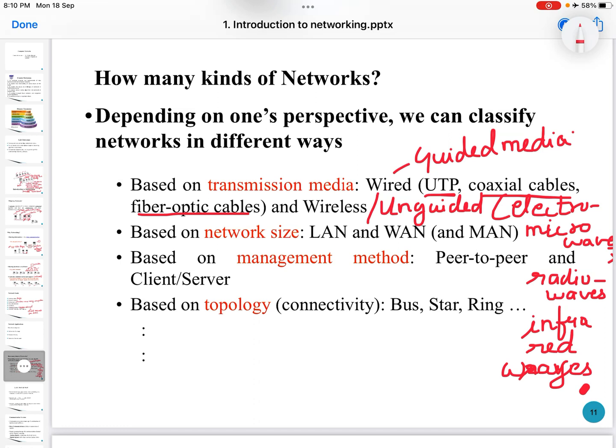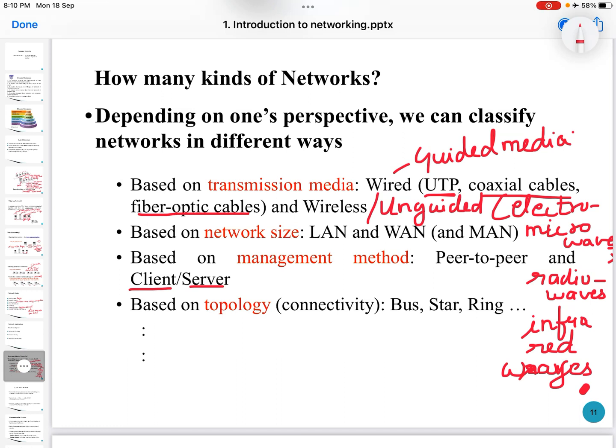Based on management method: peer-to-peer and client-server. We already saw peer-to-peer means the devices are equally connected, so the link is shared equally among all the devices. In client-server, the server is in charge of the whole system. So there is one device which controls and the other devices, that means the clients, transmit through it.